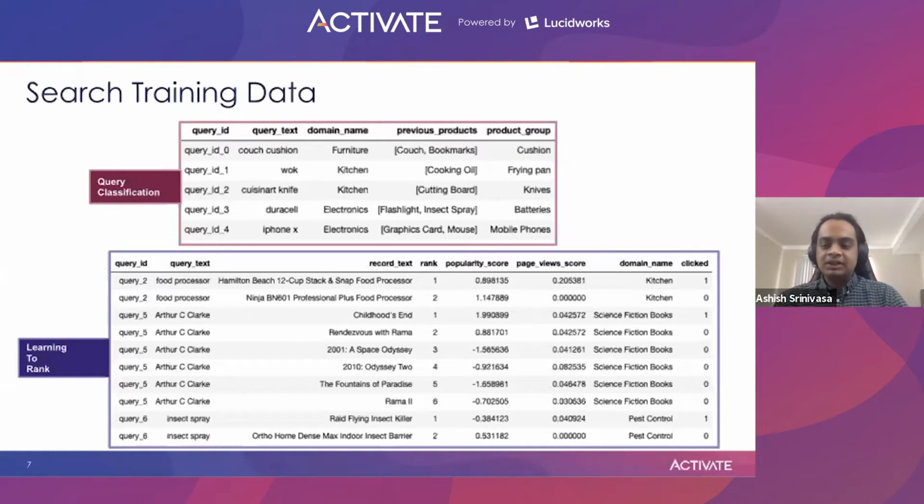If you look closely, what you will realize is that each row in the second table corresponds to a single query document pair. Here, for each query document pair, we have the query text, the record text, and the rank of the record as seen by the user. Then there are a few numeric features like popularity, page view scores. Lastly, there is a categorical feature called the domain name, which captures the domain from which the query was made. Finally, we have a click or no click binary label.